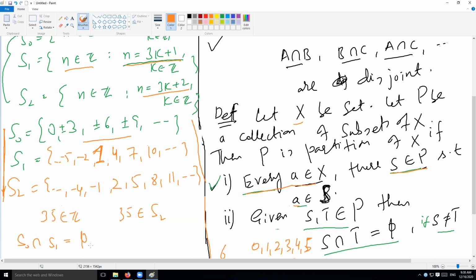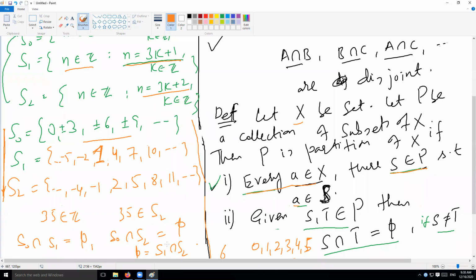S0 intersection S1: nothing. S0 intersection S2: nothing in common there either. S1 intersection S2 should be nothing. Okay.